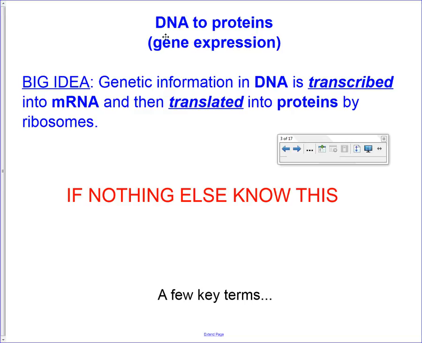The whole idea is to make proteins from DNA. The big idea here is that genetic information in DNA is first transcribed into mRNA and then translated into proteins by ribosomes. So if nothing else, know this big idea. This is the very foundational understanding that you'll need in order to understand the main topic of gene expression. So let's go into a few key terms before we go into the detail of how transcription works, which is what we'll look at today.